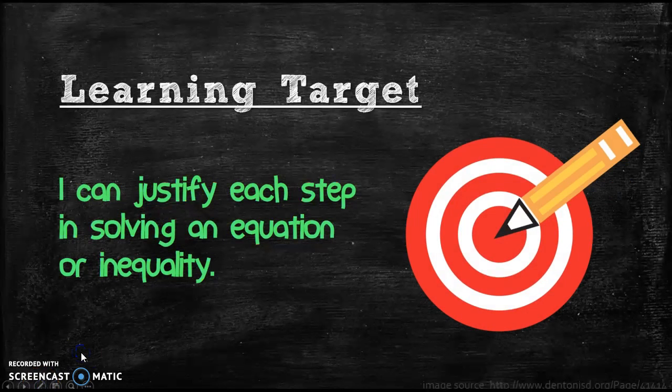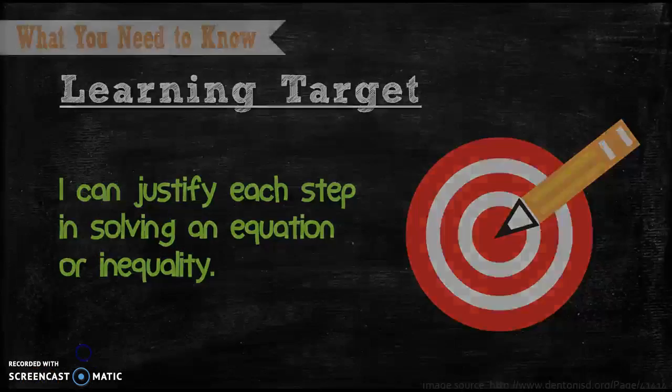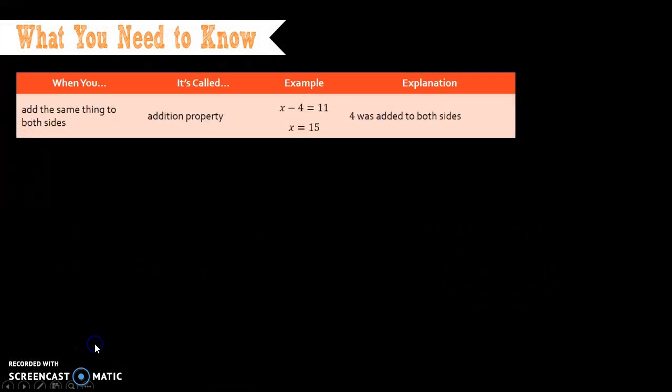I can justify each step in solving an equation or inequality. Here's what you need to know. When you are adding the same thing to both sides, that's called the addition property.